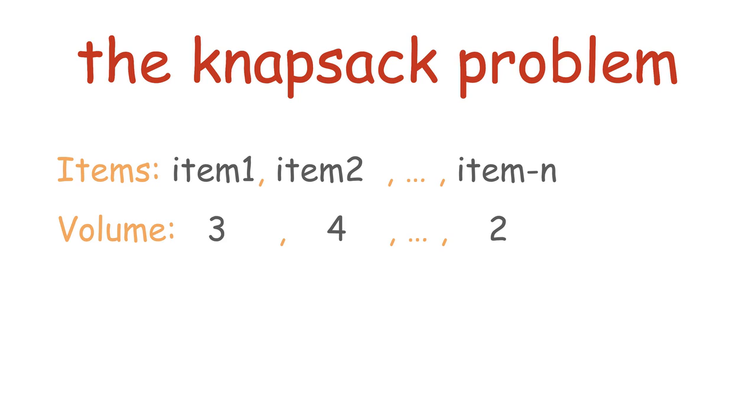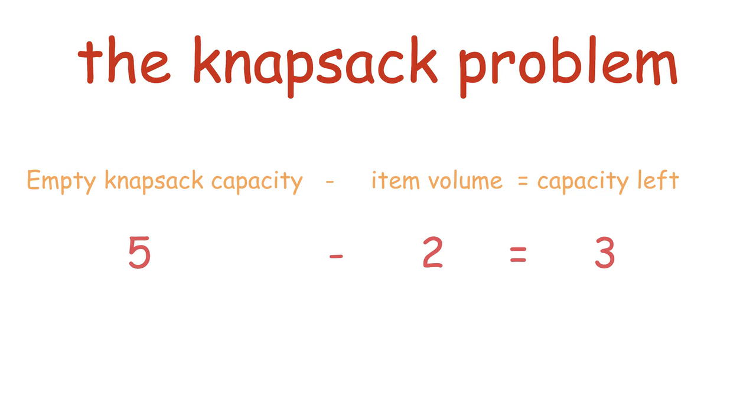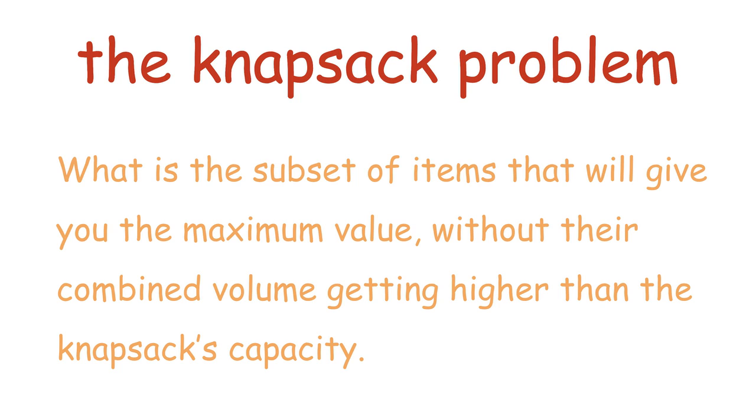Each item has a volume, which is how much space it takes, and a value, which represents how important it is to take it. Every item you put inside the knapsack reduces its capacity by the volume of that item, and you don't have enough capacity to take everything, so you have to choose carefully. Specifically, the knapsack problem is: what is the subset of items that will give you the maximum value without their combined volume getting higher than the knapsack's capacity?